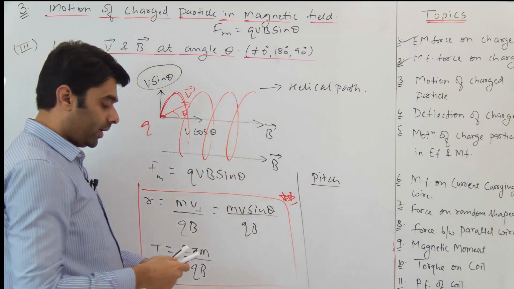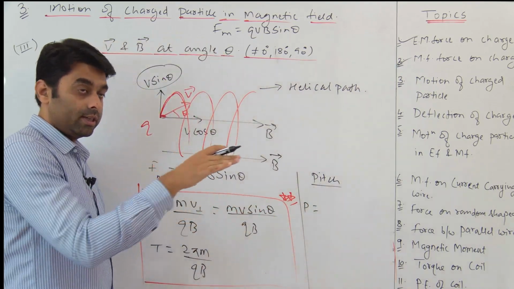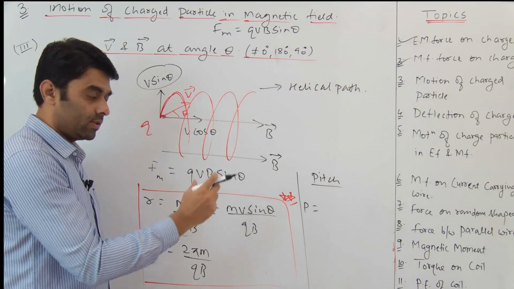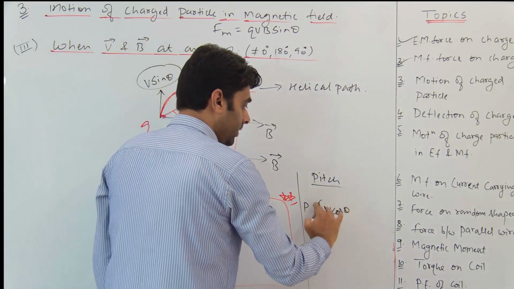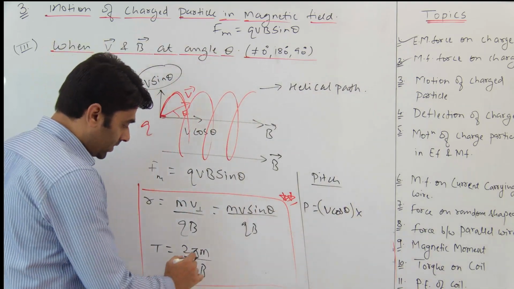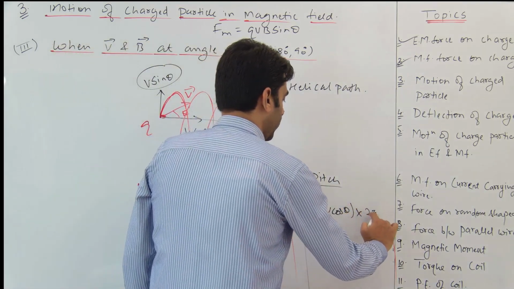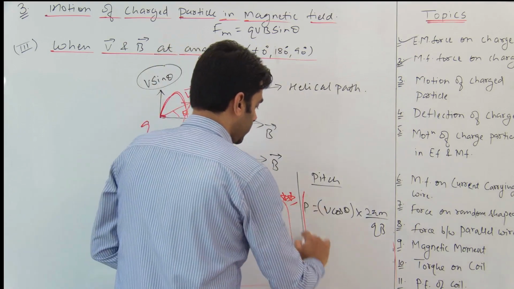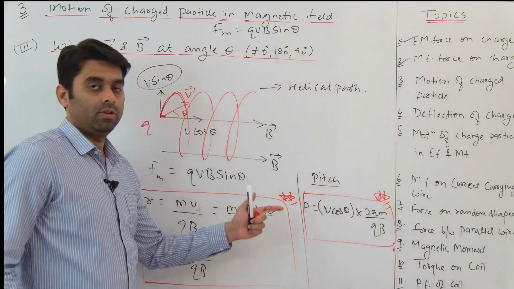How do we calculate it? The formula for pitch is the horizontal distance. In the horizontal direction, the particle is going with uniform speed V cos theta. So distance equals speed into time. Speed is horizontal over here, V cos theta, and the time is for one revolution. How much time is it taking for one revolution? 2 pi m by QB. So pitch will be V cos theta times 2 pi m by QB. This is our distance traveled by the time it covers one revolution. This is our pitch, right?